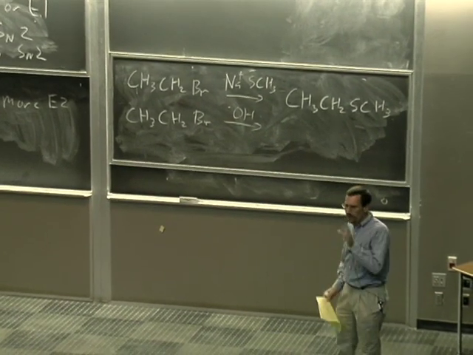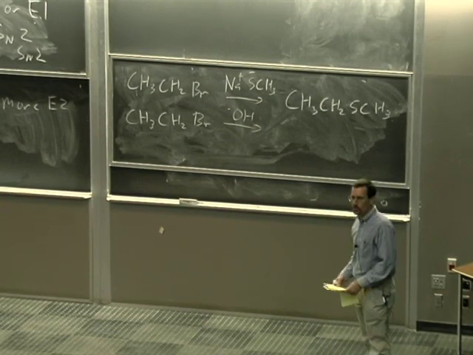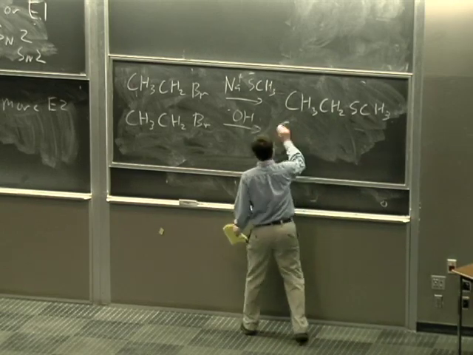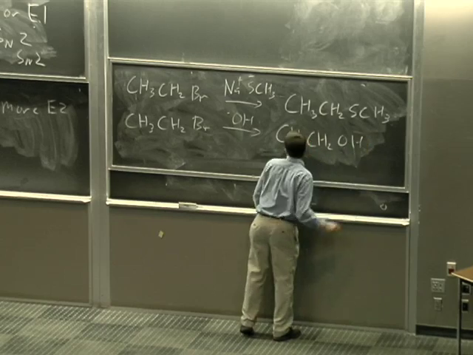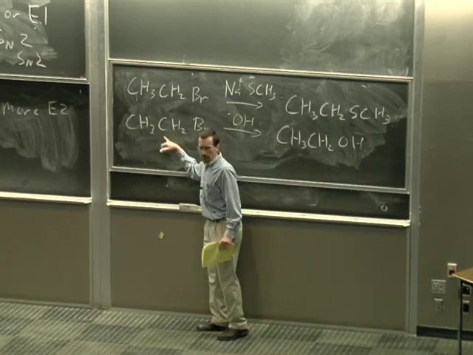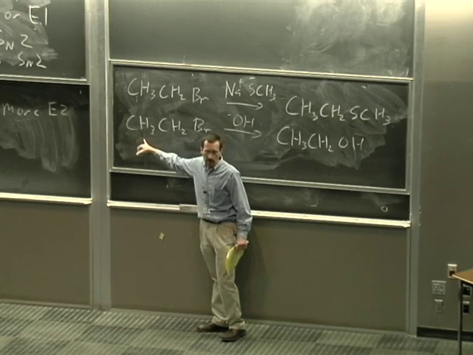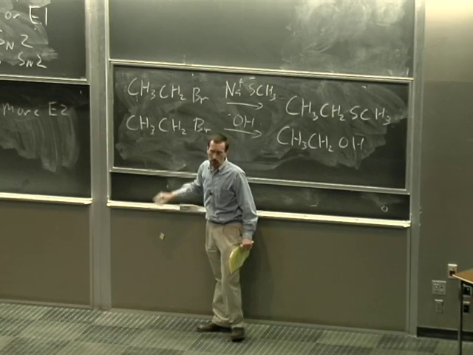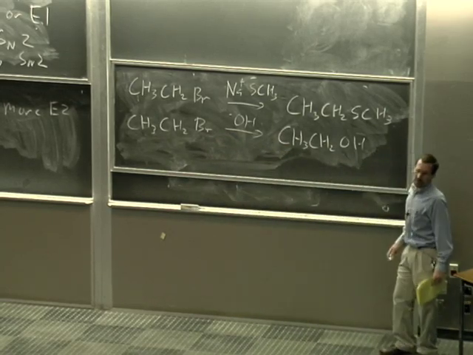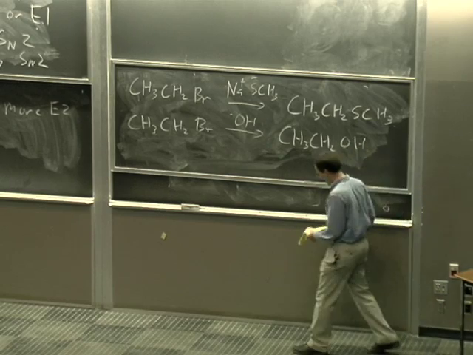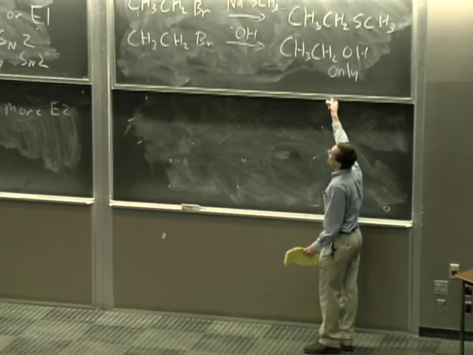Okay, hydroxide's basic. But as I said, primary alkyl halides in general tend to undergo mostly SN2 reaction. And in fact, in this example, we have essentially no steric hindrance. We have no beta branching, no substituents here. It's not like our isobutyl bromide that I showed you a few days ago. We're going to get exclusively SN2 displacement to give ethanol.